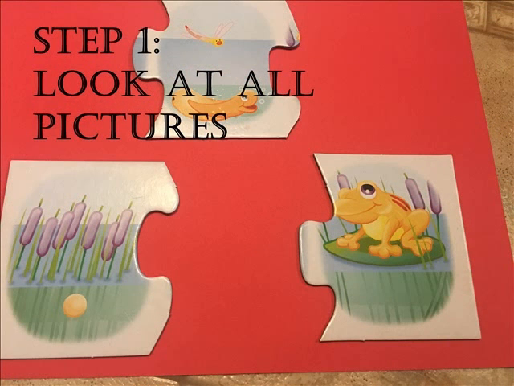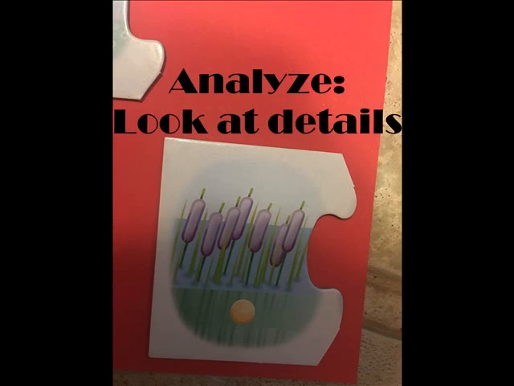In this set, we see an egg, a tadpole, and a frog. Think about what they all have in common. We know that all 3 of these pictures are going to tell a complete story. Now we are going to analyze the picture.